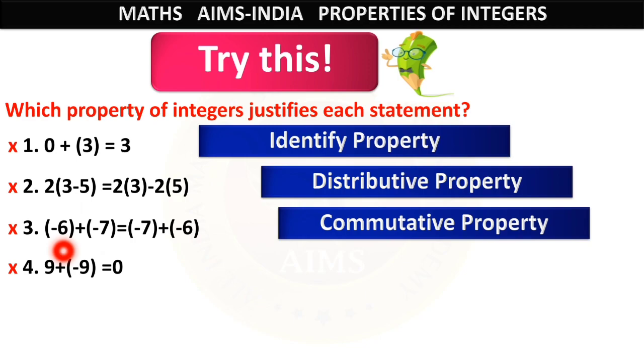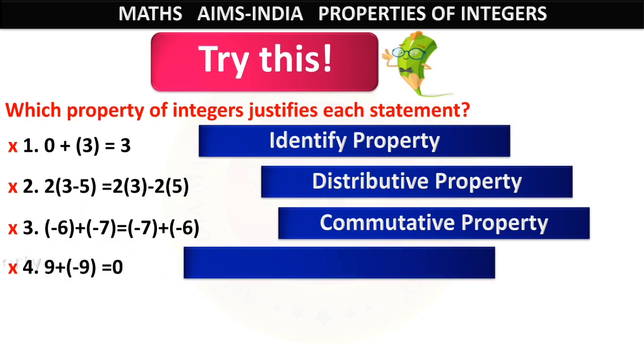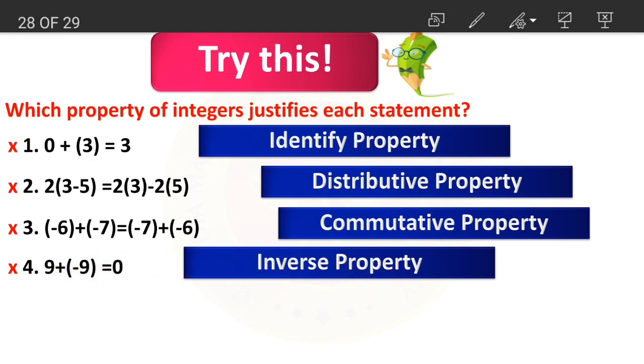The fourth question is 9 plus minus 9 is equal to 0. Now which property is this? This is inverse property. When we are adding an integer a with its additive inverse minus a, we get the answer as 0. So it is justifying inverse property. 9 minus 9 is equal to 0.